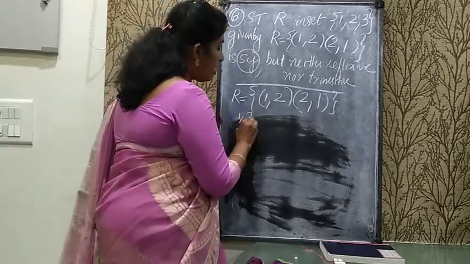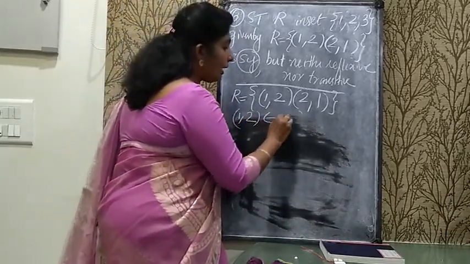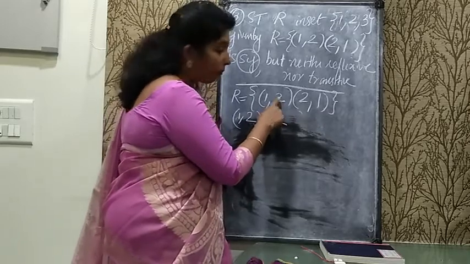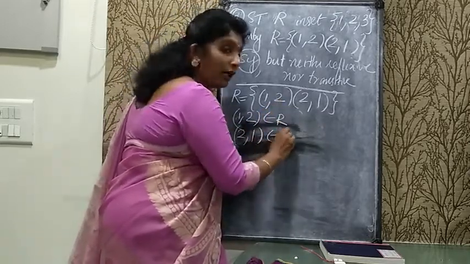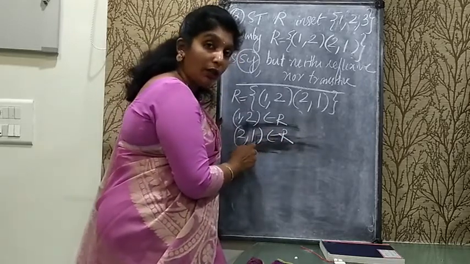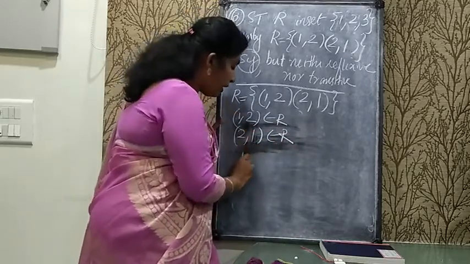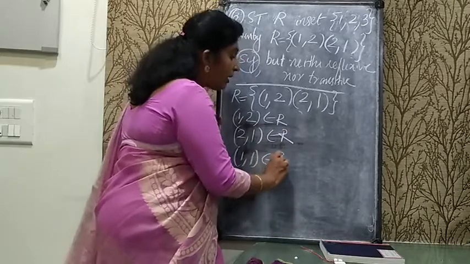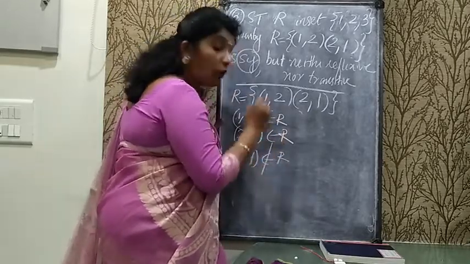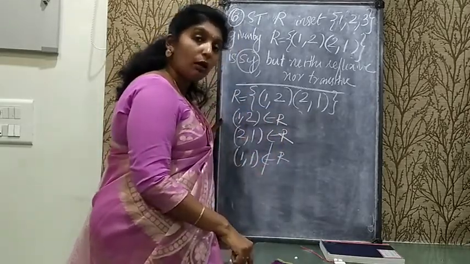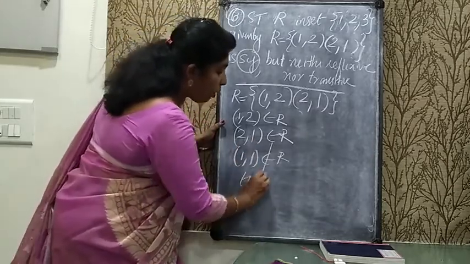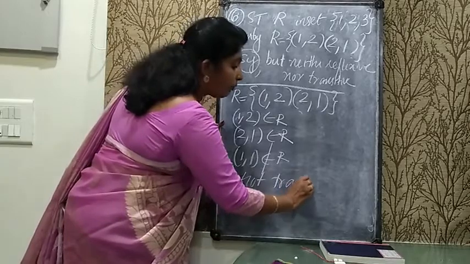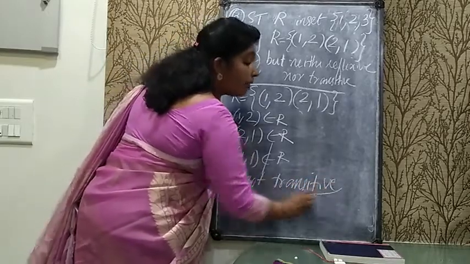Here (1, 2) belongs to the relation, and connecting with 2, (2, 1) belongs to the relation. Then according to the condition, (1, 1) should be there in the relation. But here you can see that (1, 1) does not belong to the relation. It means the given relation is not transitive. Is it clear to everyone?